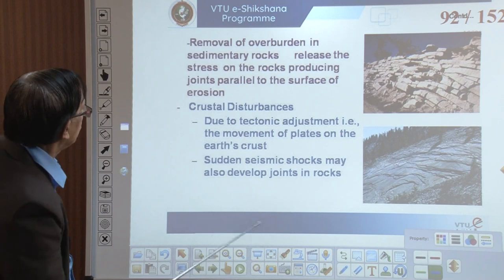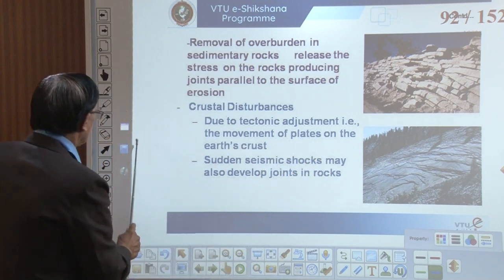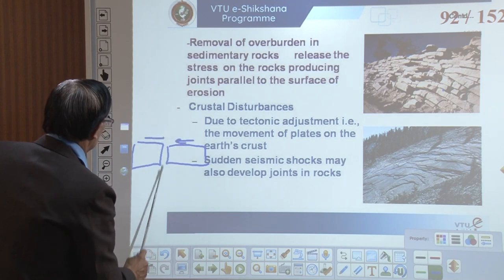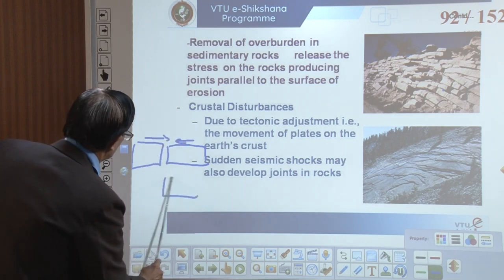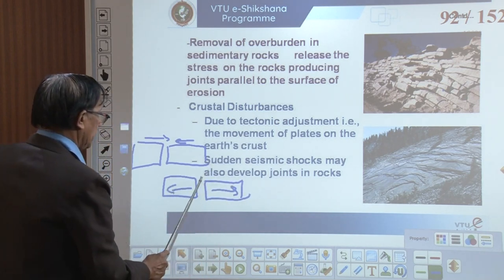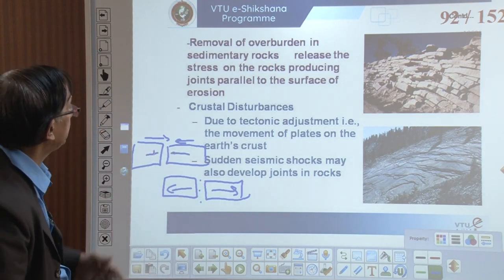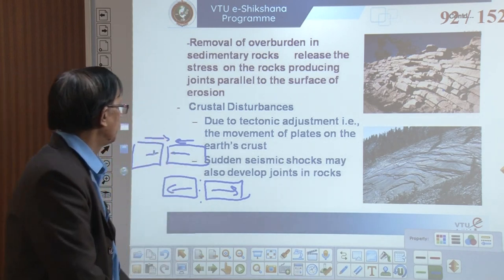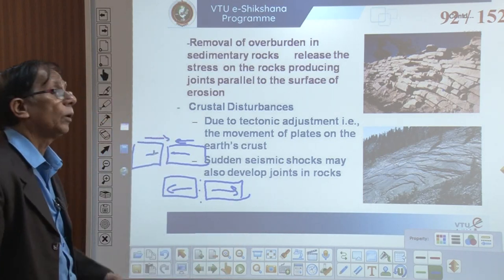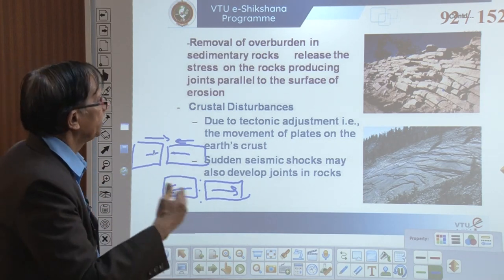Another type is crustal disturbance due to tectonic adjustment, that is movement of plates. We have said this is one plate, this is another plate, they may move like this or like this. Then a different set of joint patterns develops. Tensional joints, pressure, contraction, compression, then tectonic movement is also responsible for some kinds. Sudden seismic shock waves also cause joints. So there are different causes for disturbances.